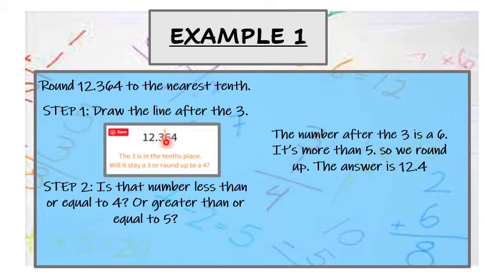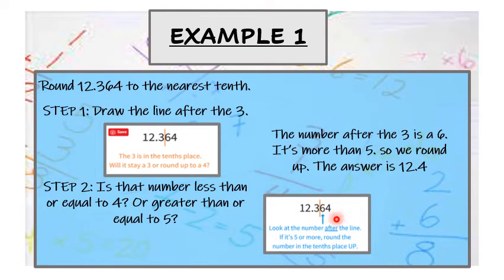Well, we will know by looking at this number on the right, and it's a 6, which is greater than 5, which tells us, yes, we will round up. So this number will become a 4. All right, so here's them showing you. You're going to look at this number here on the right. After the line, if it's 5 or more, round the number in the tenths place up. So we are rounding up to 12.4, and that will be our answer.